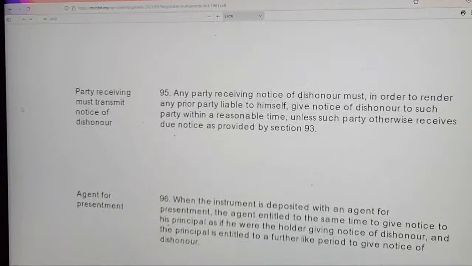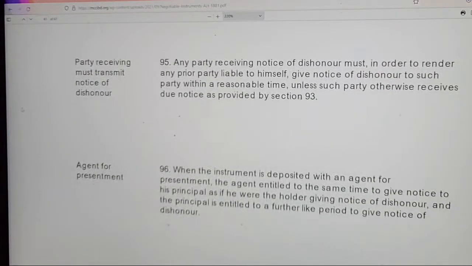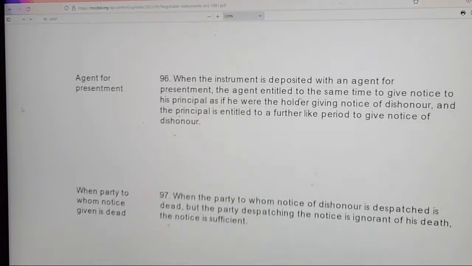Party receiving must transmit notice of dishonor. 95. Any party receiving notice of dishonor must, in order to render any prior party liable to himself, give notice of dishonor to such party within a reasonable time, unless such party otherwise receives due notice as provided by Section 93. Agent for presentment. 96.